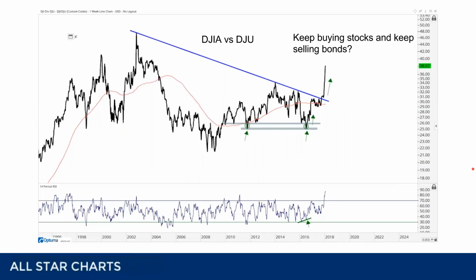One thing that was also discussed, that I thought the presenters today did a great job on, was what we've been seeing in utilities, a lot of that weakness. I think this chart really tells the story. This is the Dow Jones Industrial Average relative to the Dow Jones Utilities Index. Just notice the parabolic spike in industrials relative to utilities. So to me, that suggests what? Keep buying stocks, keep selling bonds. I mean, that makes sense.